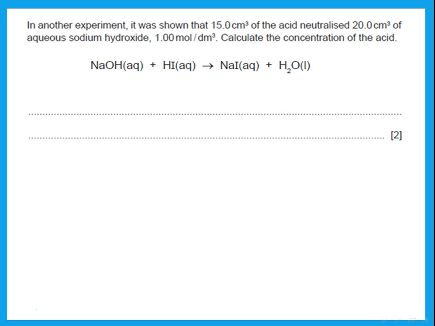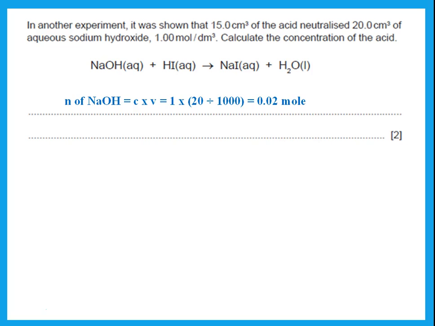In another experiment, it was shown that 15 centimeter cubed of the acid neutralized 20 centimeter cubed of aqueous sodium hydroxide, 1 mole per decimeter cubed. So he's giving me information about sodium hydroxide, volume and concentration. And he's saying he wants the concentration of the acid. So first of all, I need to get the number of moles of whatever he gives me information for. So number of moles of sodium hydroxide, do not forget to divide the 20 by 1000, so I get 0.02 mole. Then, what should I do?